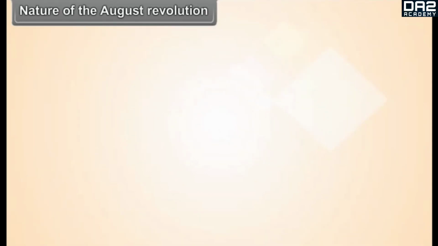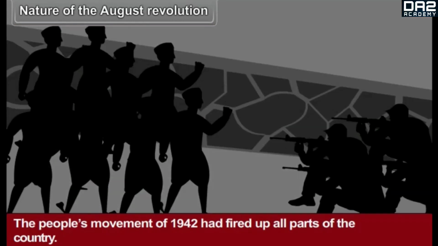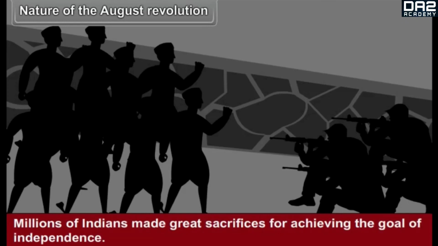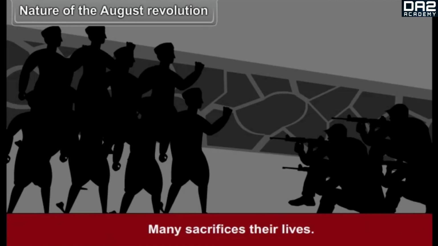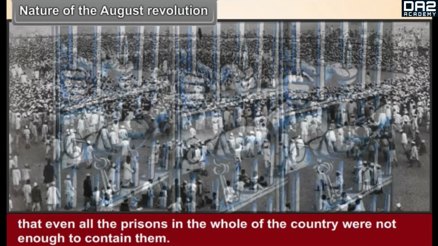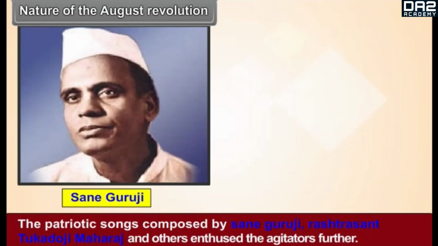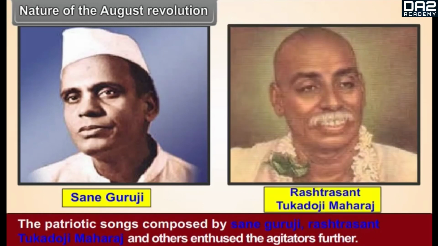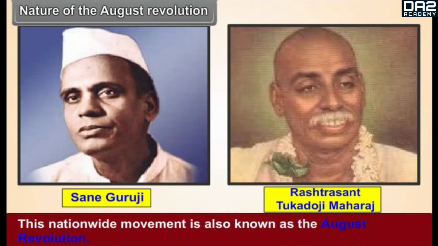Nature of the August Revolution. The People's Movement of 1942 had fired up all parts of the country. Millions of Indians made great sacrifices for achieving the goal of independence. Many sacrificed their lives. The number of people participating in the struggle was so great that even all the prisons in the whole of the country were not enough to contain them. The patriotic songs composed by Sane Guruji, Rashtrasant Tukadoji Maharaj, and others enthused the agitators further. This nationwide movement is also known as the August Revolution.